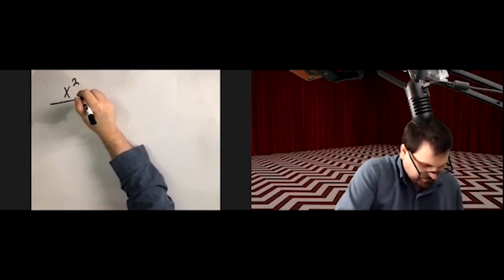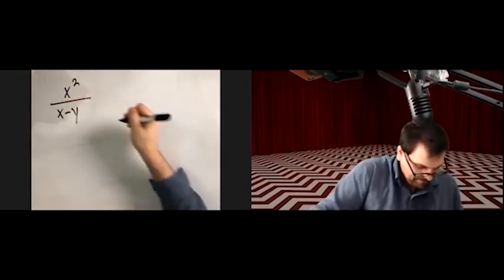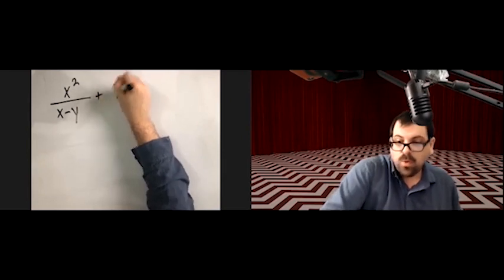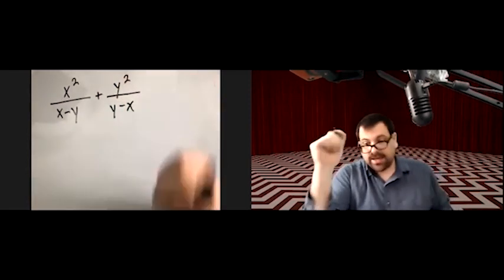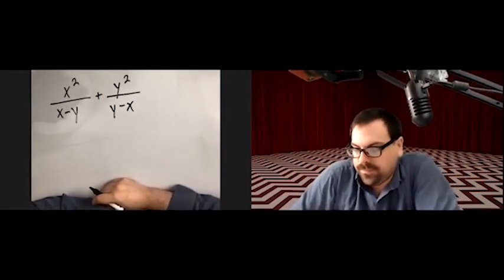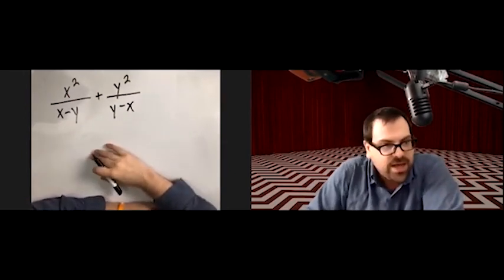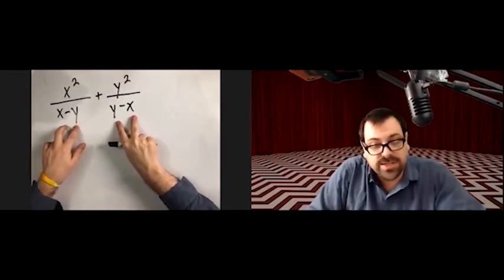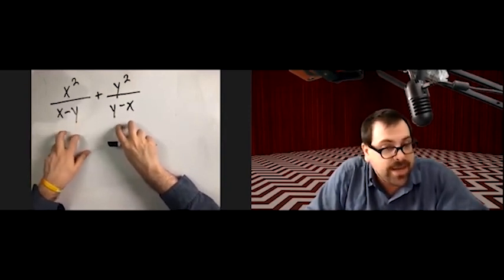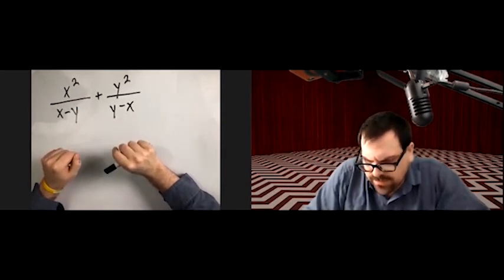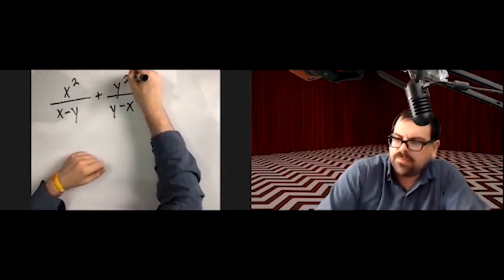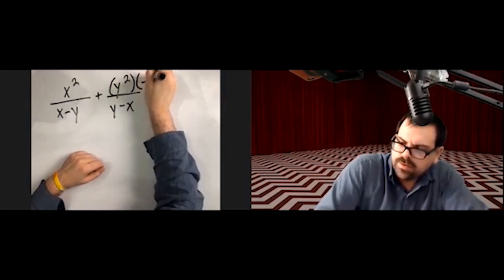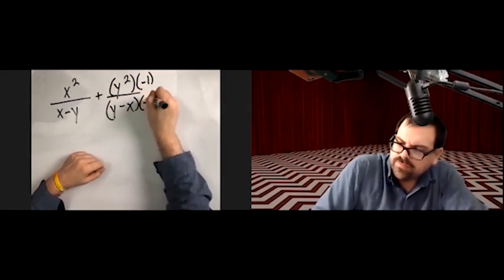X squared over x minus y plus y squared over y minus x. Okay, so we don't really need to go ahead and find a common denominator because we notice, hey, the negative 1 trick is going to make these the same. The negative 1 trick is that I can multiply top and bottom by negative 1.